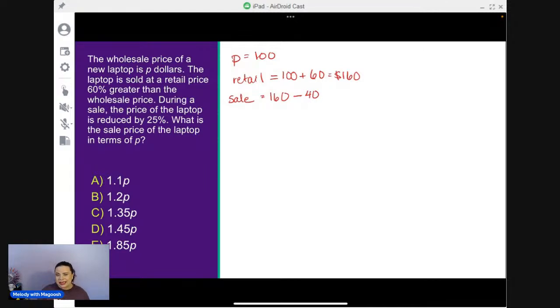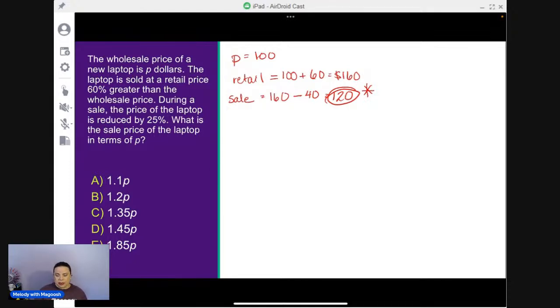If that's not easy for you to see during the exam with a little mental math, it's easy to work out on a calculator using the on-screen calculator. So 160 minus 40 is $120. That's the final sale price, and that's the one that we want to make sure stands out.